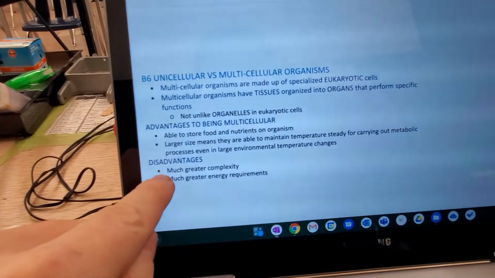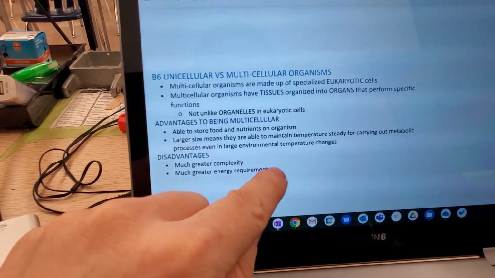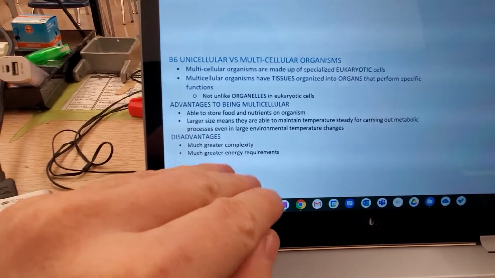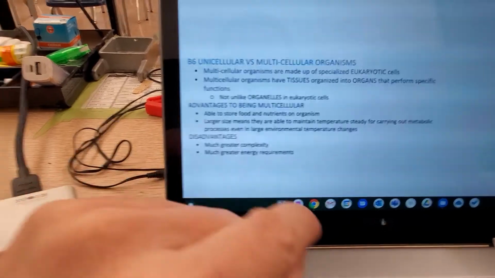We can also have specializations that keep temperature steady. So we sweat to cool down. We can shiver to heat up, all these things. Whereas unicellular organisms, they can't. So they're very susceptible to changes in temperature. That's a big one. The disadvantage, though, that we have is we need a lot more food when we do get food because we're much larger, so we have greater energy requirement, and we've got a lot more complexity.